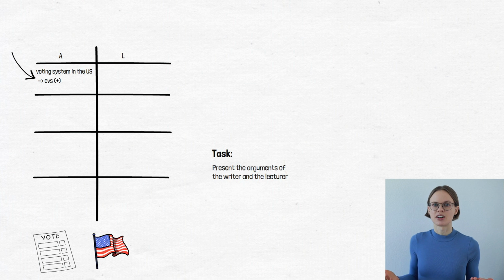In the integrated task in TOEFL Writing, you don't have much time, so I can highly recommend abbreviating words whenever this is possible. I also wrote down a plus because this shows me later when I'm writing the essay, okay, the author is in favor of a computerized voting system. Let's go on with the first argument of the author.